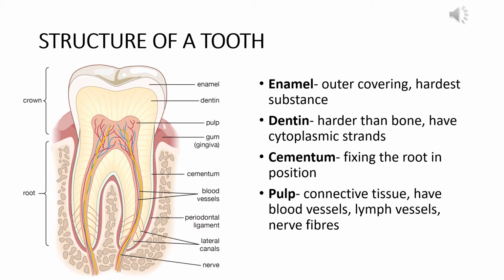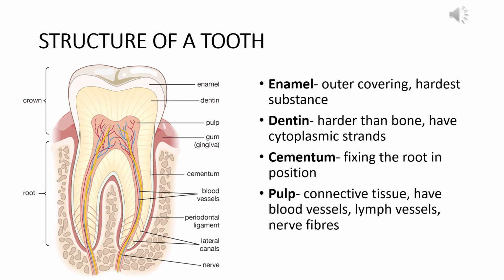Now if we cross-section a tooth from the middle, we will see there are different layers in the tooth. The outermost layer is called the enamel. It is the outer covering. It's white in color, and the enamel is the hardest substance of our body. After the enamel, there is the layer of the dentine, and it makes up the bulk of the tooth, and it's harder than bone, and the dentine has small cytoplasmic strands that are a continuation from the pulp portion.